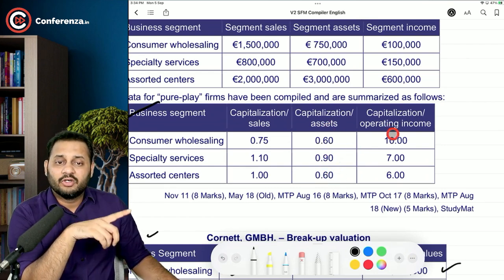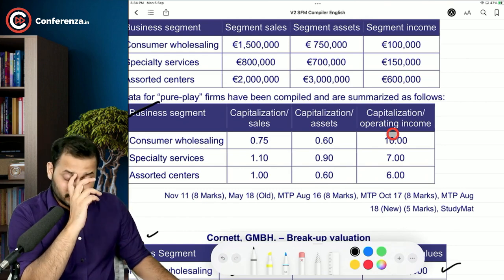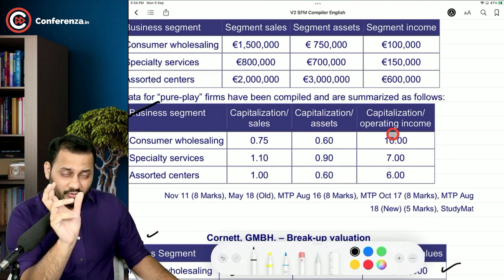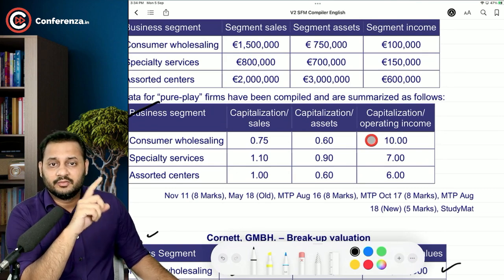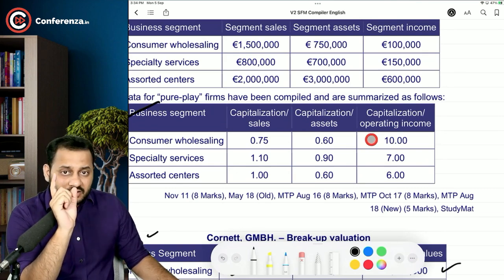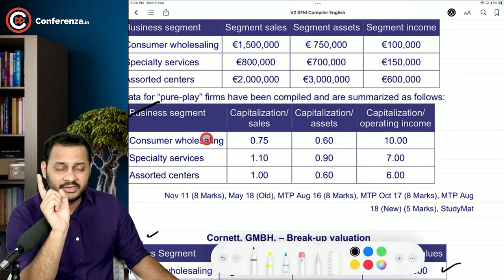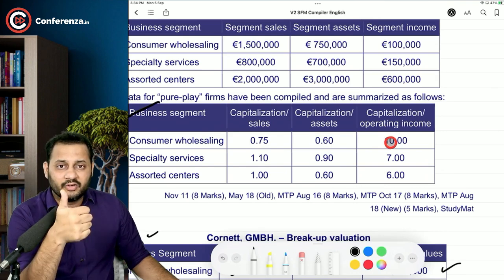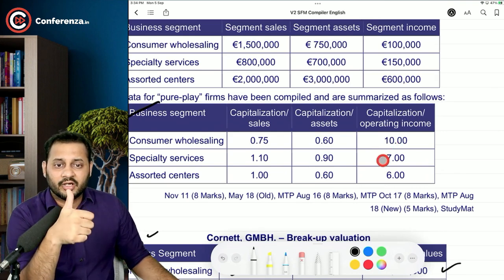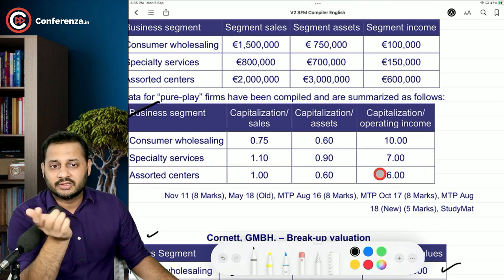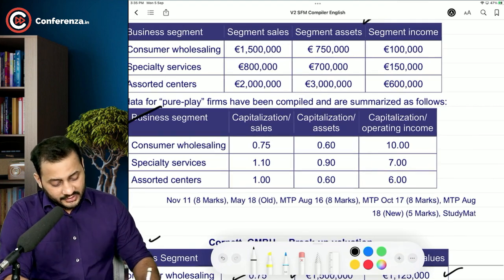You can do the same with the operating income as well. Also, let's try to read that. 10 means every single rupee of operating income in consumer wholesaling means the value of that segment is 10 rupees. For every 1 rupee of income, value will be 10. For every 1 rupee of income, value will be 7. For every 1 rupee of income, value will be 6. So just multiply it with the income.